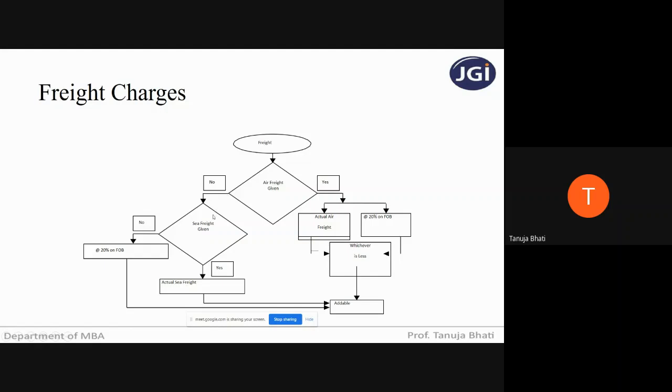Suppose it is not air freight but sea freight. If the actual sea freight is given, take the actual sea freight. If freight is not given in the problem, then you can take 20% of FOB as freight charges. Just remember, if it is sea freight, take the actual sea freight. If it is air freight, you need to compare the actual and 20% of FOB, and take whichever is less. I'm repeating this because it usually falls in the problem, which is why this is a quick revision.